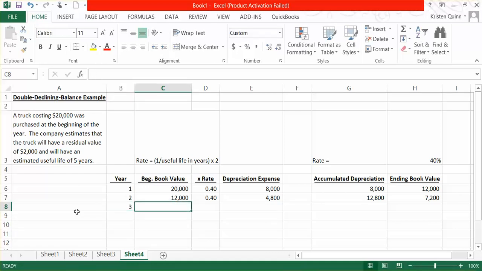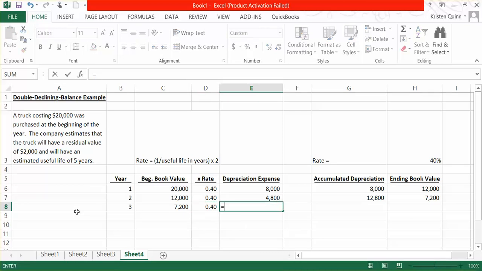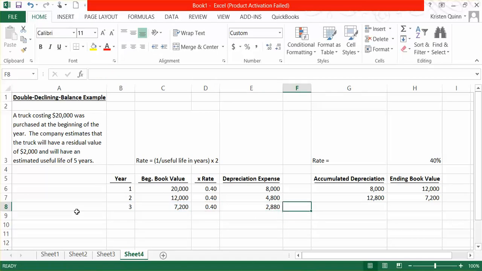For year 3, ending book value from one year becomes beginning book value for the next. So we start year 3 with a book value of $7,200. We use the same double declining balance rate of 40%. We multiply our beginning book value by our rate to get to our depreciation expense for year 3. So for year 3, we would record depreciation expense of $2,880.